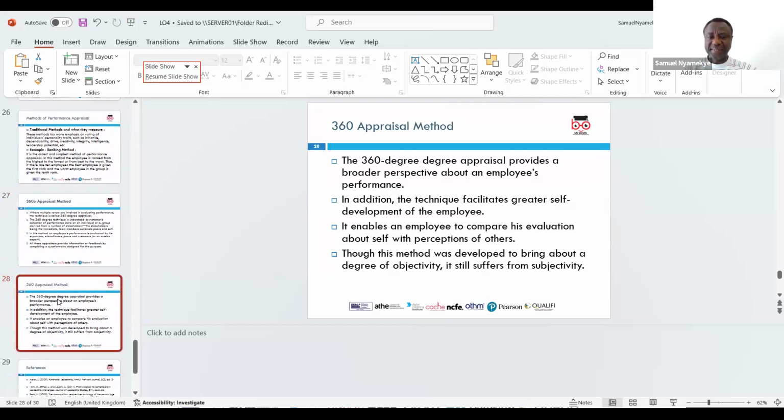So we are saying that it gives a broader perspective about the employee, a very detailed one. In addition, it also gives greater self-development for the employee. The employee can identify the areas where, based on this feedback, they might have to improve. It enables the employee to compare his evaluation of self with the perceptions of others.